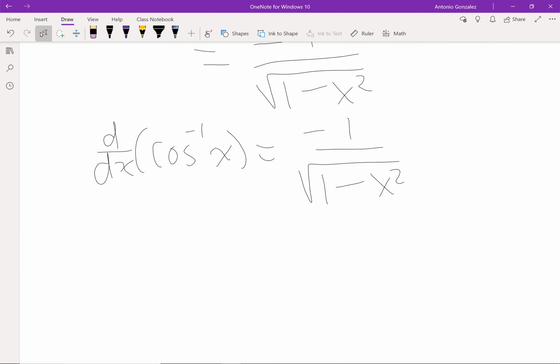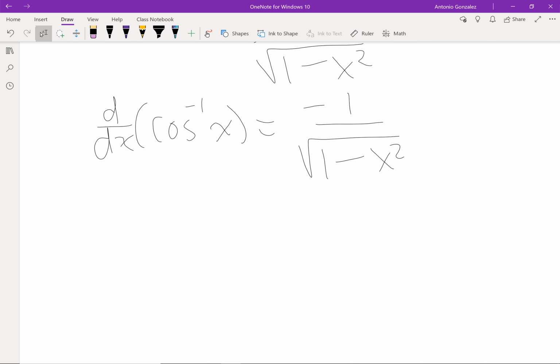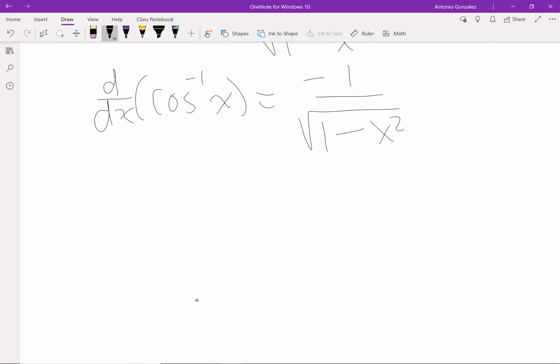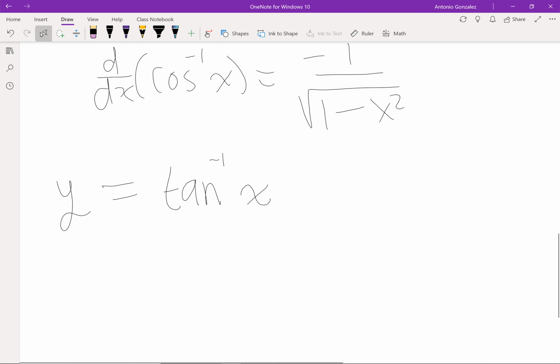All right, so now let's do one more just to see the process. Let's do the tangent. So let's say I wanted to find y prime for tangent inverse of x. The relationship between the inverse tangent and tangent is that tangent of y is equal to x.